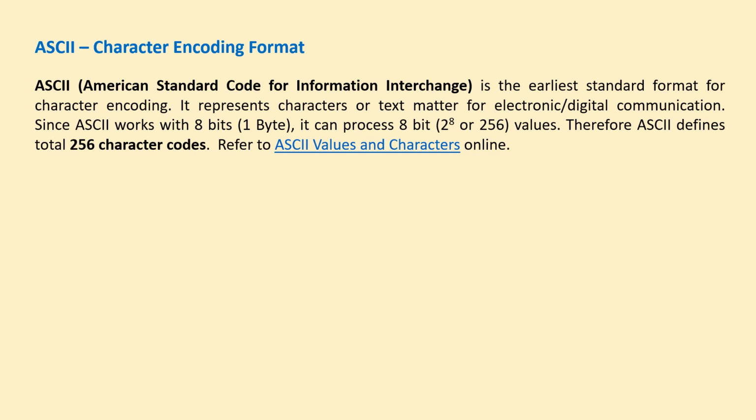The ASCII character encoding format. The ASCII, or American Standard Code for Information Interchange, is the earliest standard format for character encoding. It represents characters, or text matter, for electronic or digital communication. Since ASCII works with 8 bits, or 1 byte, it can process 8-bit, or 2 raised to 8, or 256 values. Therefore, ASCII defines total 256 character codes. You can refer to the ASCII values and characters online on any available link.